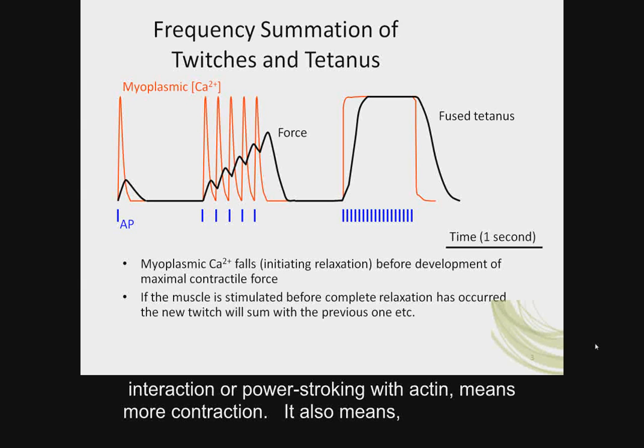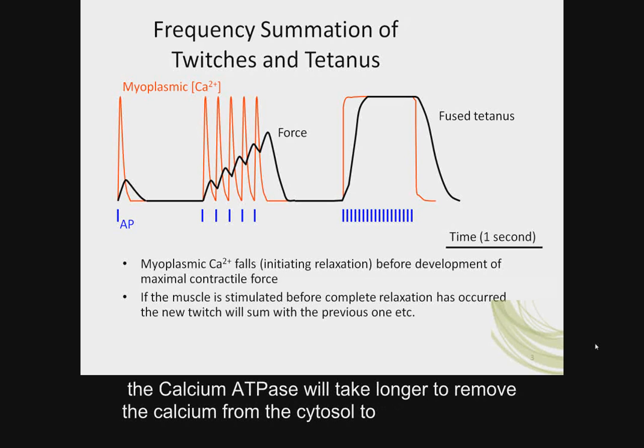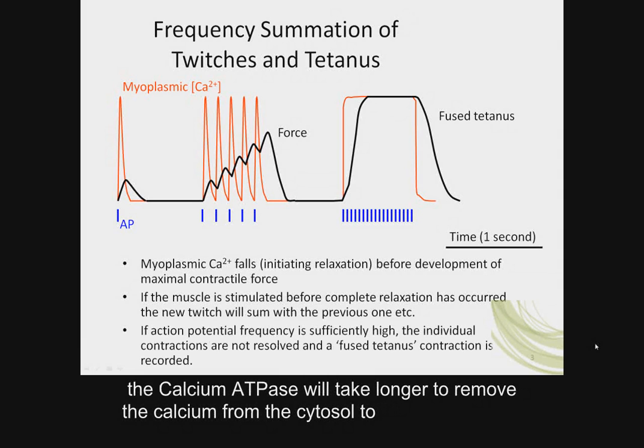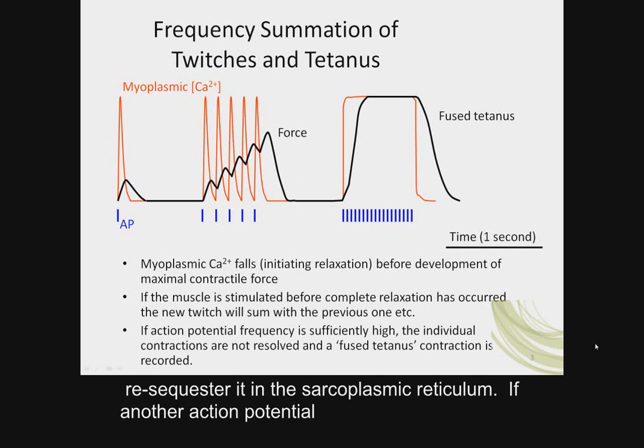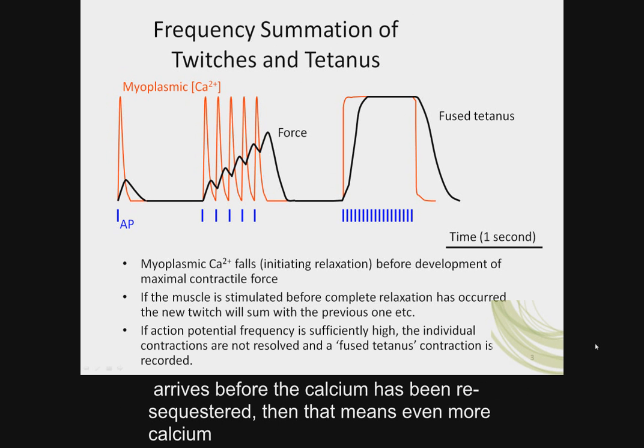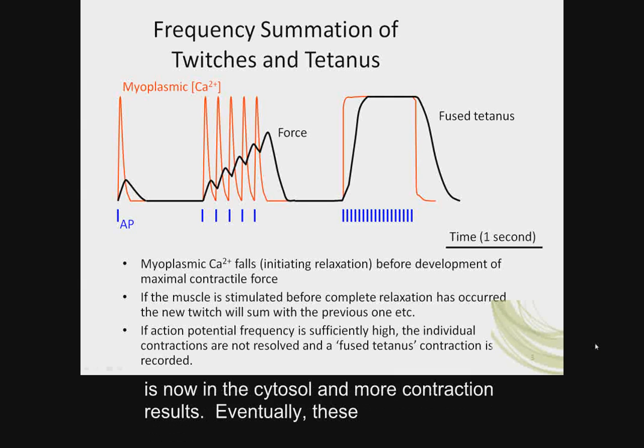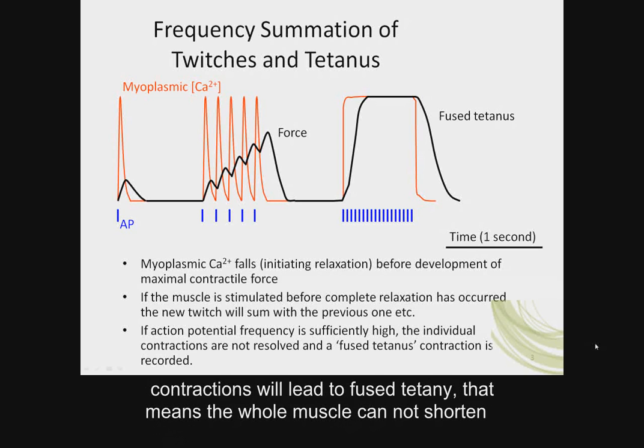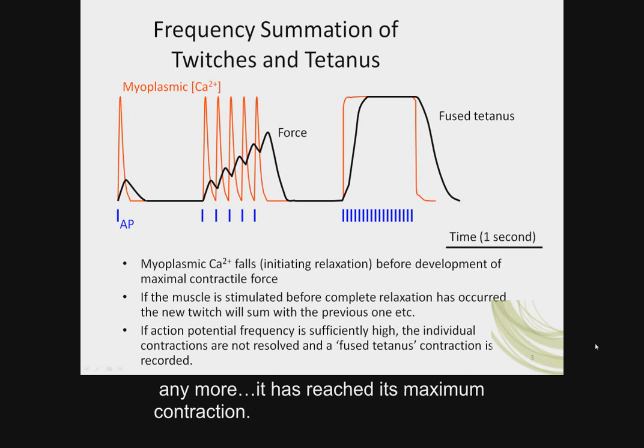More interaction or power stroking with actin means more contraction. It also means the calcium ATPase will take longer to remove the calcium from the cytosol to resequester it in the sarcoplasmic reticulum. If another action potential arrives before the calcium has been resequestered, then that means even more calcium is now in the cytosol and more contraction results. Eventually, these contractions will lead to fused tetany. That means the whole muscle cannot shorten anymore. It has reached its maximum contraction.